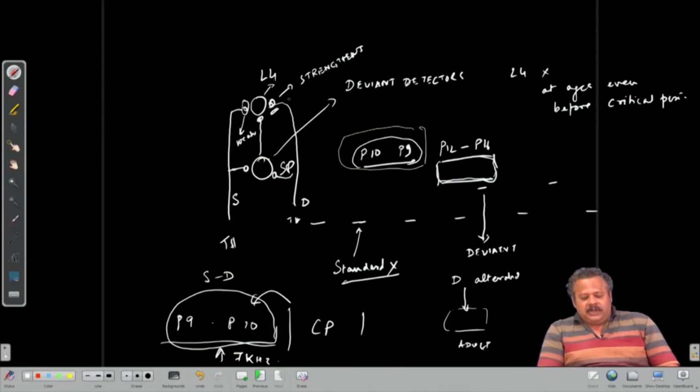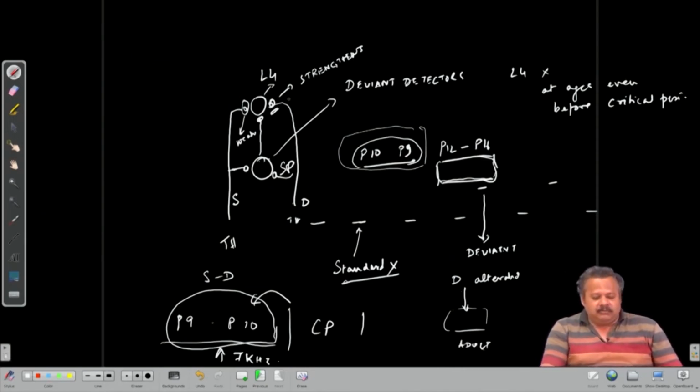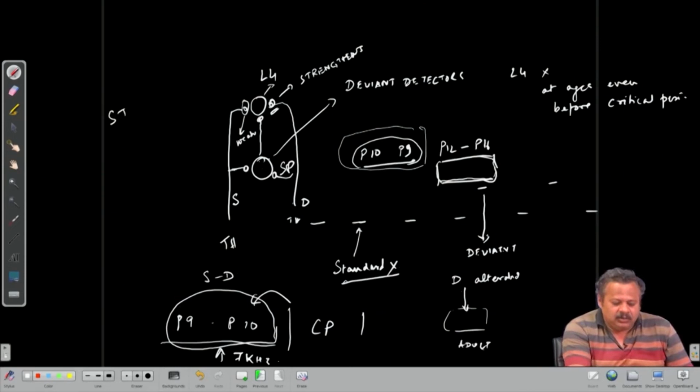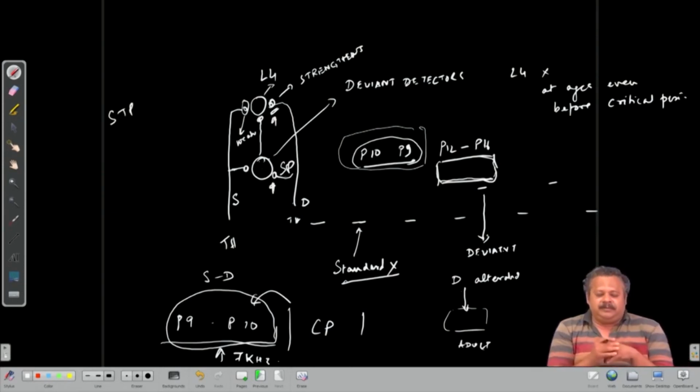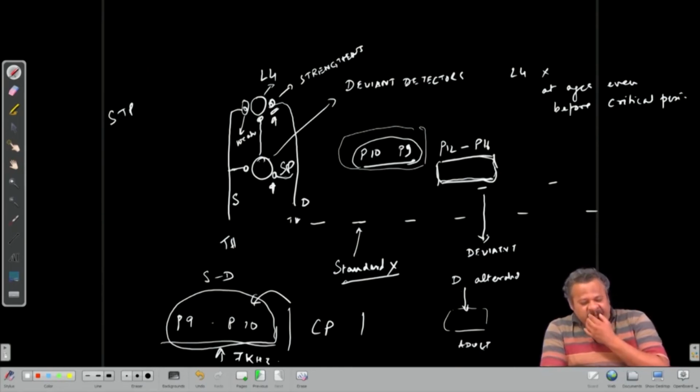So, here there are two things in the modeling at play. One is the modeling of the short term plasticity at the synapses, which you know how to implement, and there is long term plasticity also in the same synapses, which leads to the strengthening or weakening of the standard and deviant synapses.